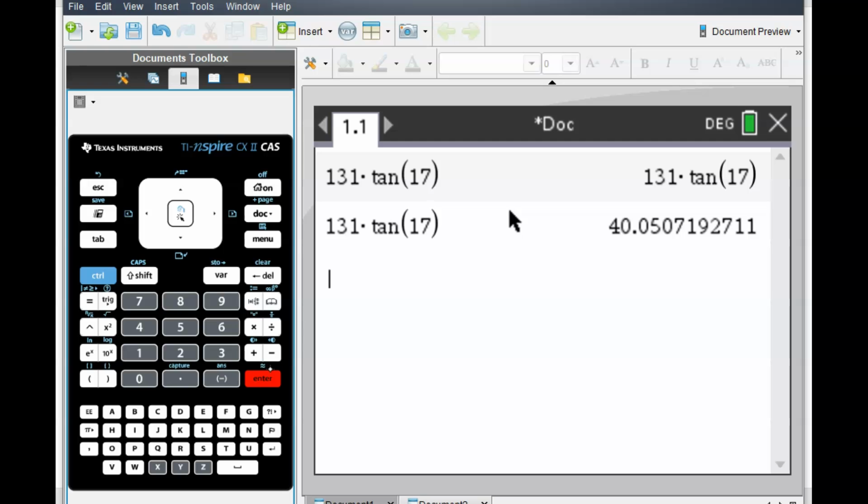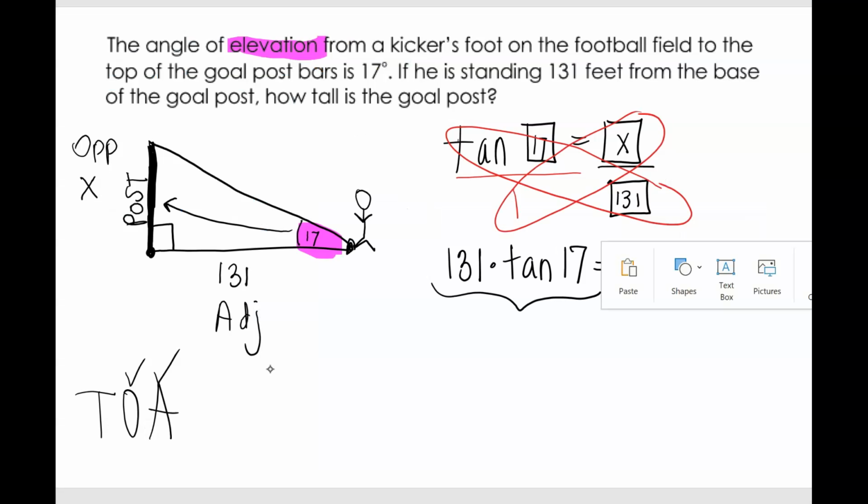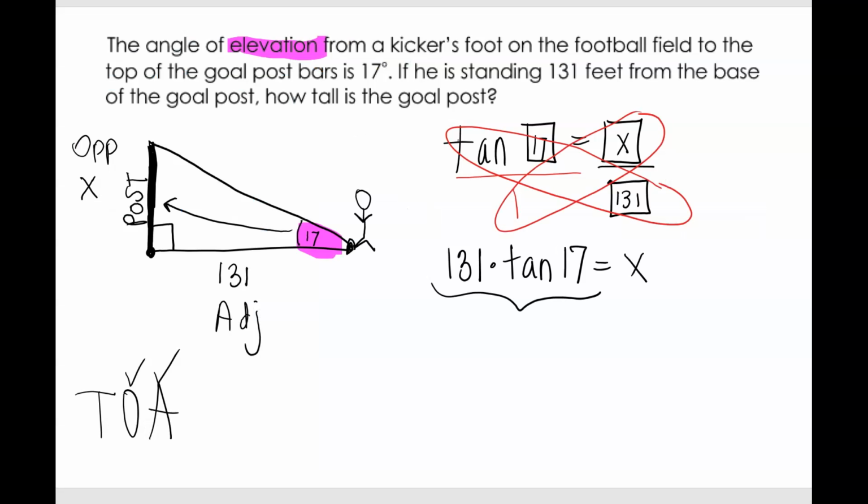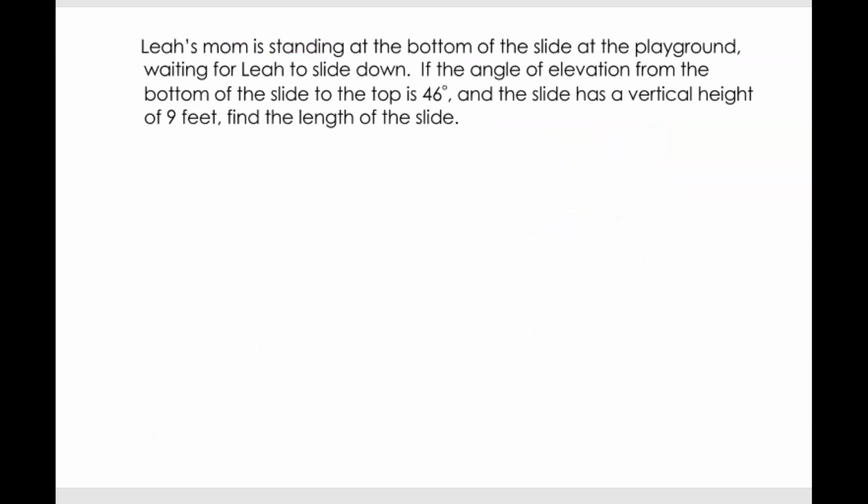So that's 40.0507. It says how tall, but it didn't tell us where to round. So let's put 4 decimal places. 40.0507 is your X. If they don't tell you where to round, just make sure you put at least 4 decimal places. Next one.